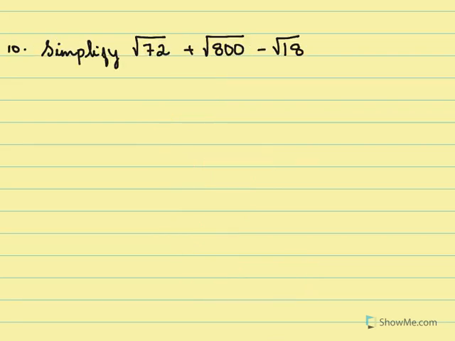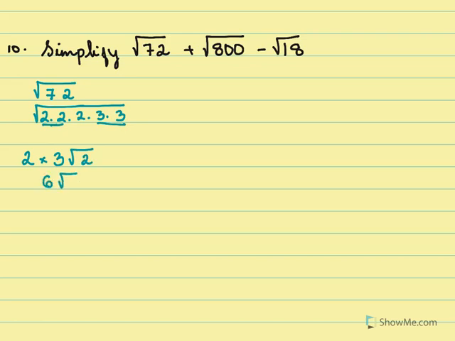Simplify √72 + √800 - √18. First we'll take under root 72 and simplify it. Now under root 72 is 2, 2, 2, 3, 3 if we do short division. So this 2 will come out as 1, 2. These 3s will come out as 1, 3. What remains inside is under root 2. So it will be 6 under root 2.